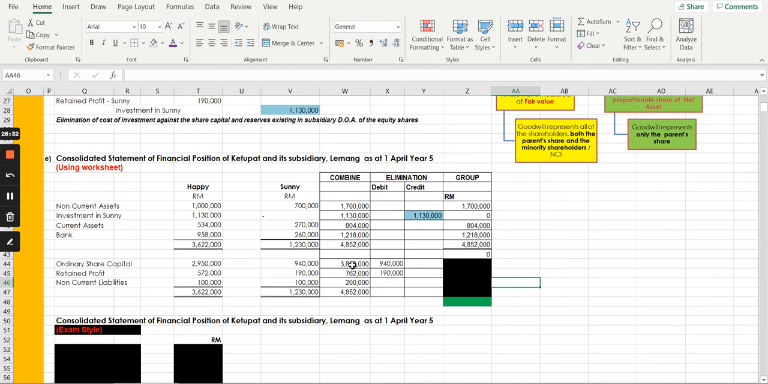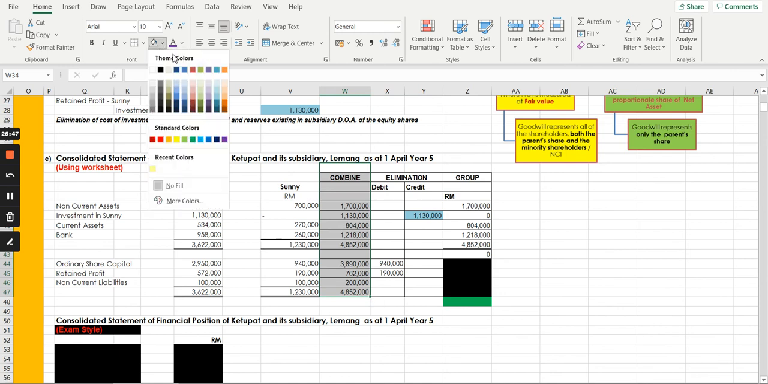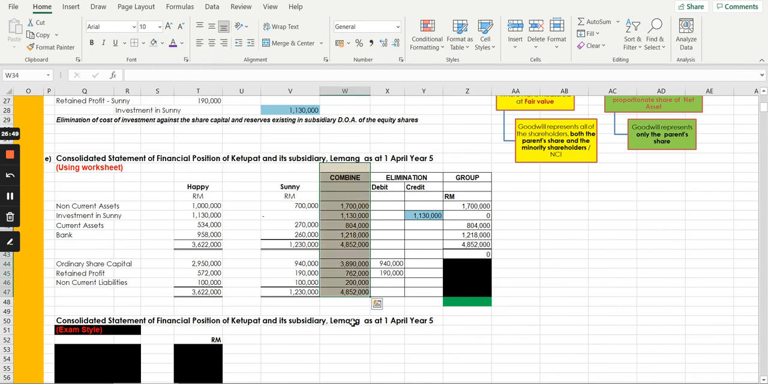For our equity, I was telling you earlier that what you will report is just the parent. The one in the subsidiary will have to be eliminated. But when we combine, this is 3890. This is what you combine. Okay, that is what you combine. This is what you eliminate.